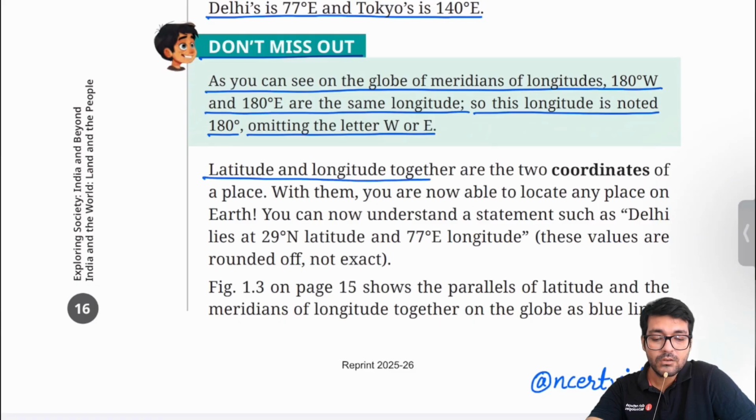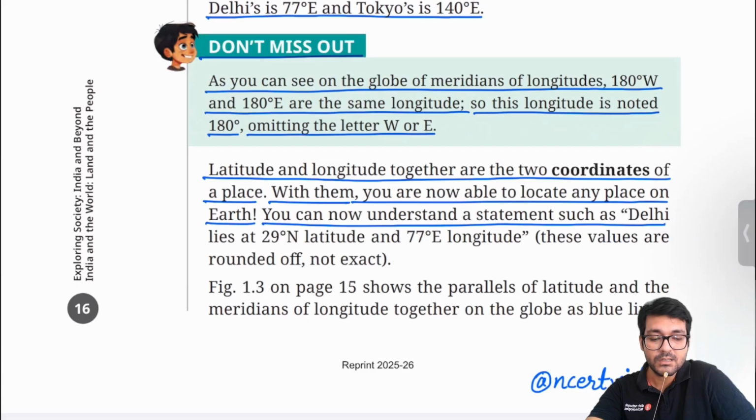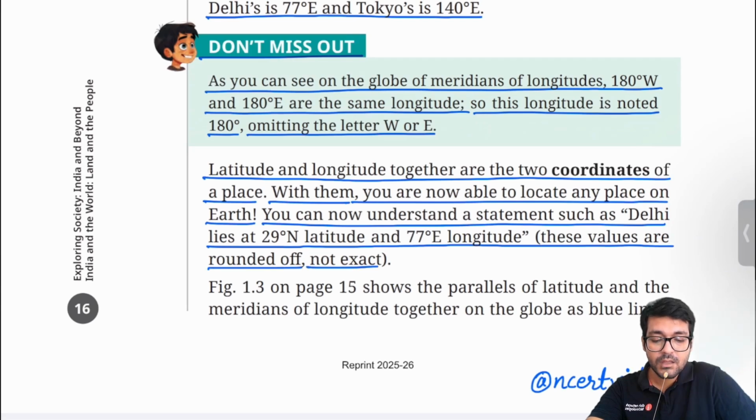Latitude and longitude together are the two coordinates of a place. With them, you are now able to locate any place on earth. You can now understand a statement such as Delhi lies 29 degree north latitude and 77 degree east longitude. These values are rounded off, not exact. Figure 1.3 on page 15 shows the parallels of latitude and meridians of longitude together on the globe as blue lines.